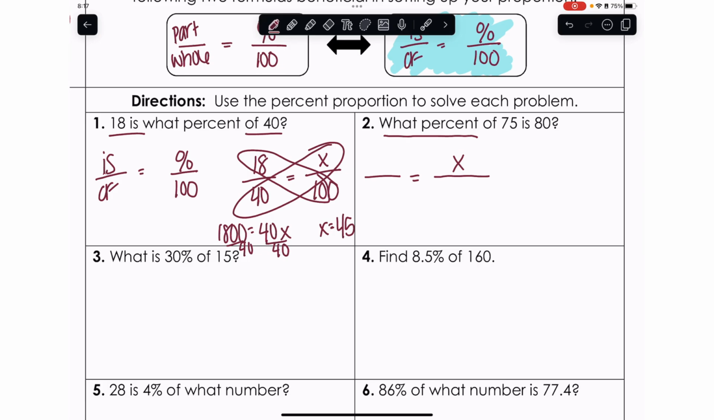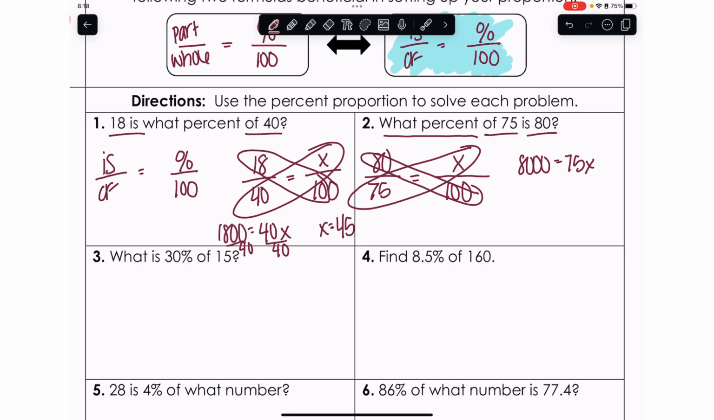Then of 75, that's going to go on the bottom, is 80. So then I put the 80 on the top because that's where the is goes. Okay? And then the 100 always stays on the bottom there. So you know for sure 100 is always going to go here because we're talking about a percent. Okay? So then I can cross multiply. So we have 8,000 equals 75x. Right? Again, I'm just multiplying 80 and 100, 75 and x.